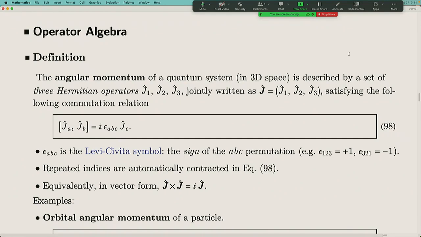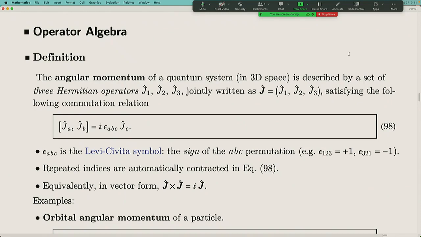So this equation basically means that if you take J1 and J2 here, their commutation relation will be plus i times J3, because this is a plus sign. But if you take the commutation relation of J2 and J1, then there will be minus i times J3. So it's always like that. When you put 1 and 2 here, 3 will appear there. And 1 and 3 there, 2 will appear there. But whether this is plus iJ_c or minus iJ_c depends on whether abc forms a cyclic permutation in the canonical order or the anti-canonical order, okay? So this is the meaning of this commutation relation.